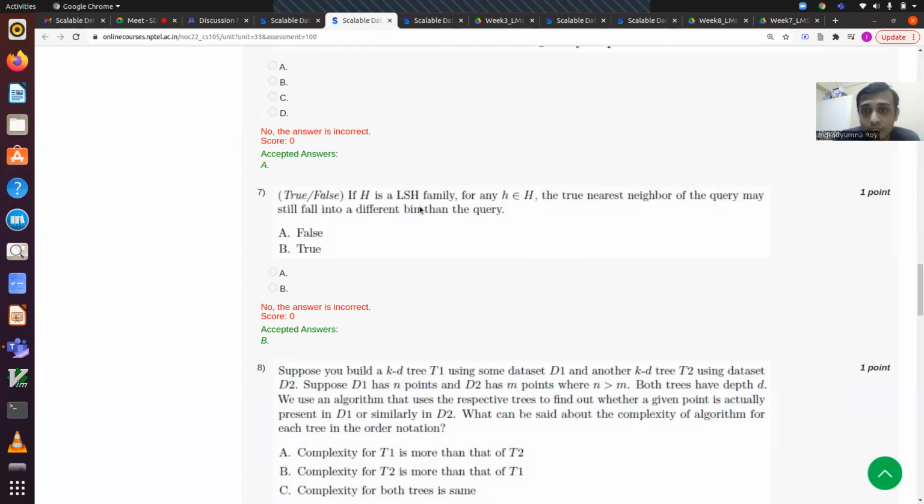What do you mean by bin and all that? You understand, right? Bin means you can say bucket. Basically, whatever the output of the hash function is, it maps that element to that bucket. So it may map the query to a certain bucket, but the nearest neighbor may be mapped to a separate bucket, because it's all a very random process. It's approximate. It's not deterministic.